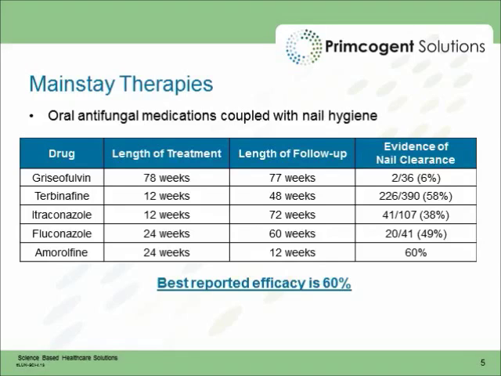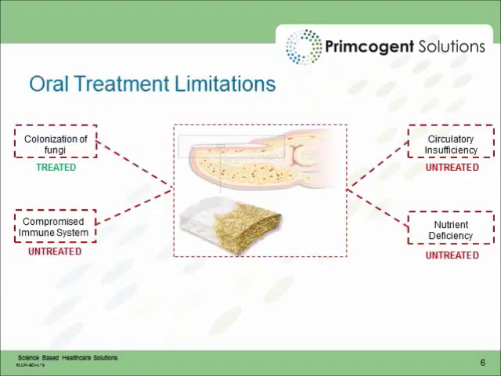But what we see is that across the board, the overall efficacy for these oral antifungal agents is not impressive. We can see various numbers ranging from 6% nail clearance of the total population to 60%, with the best reported efficacy at 60%. Now, why is there a poor clinical success rate? Well, when we look at the slide, we see that there is only one aspect appropriately addressed with oral antifungal medications. And that, of course, is the specific antifungal outcome.